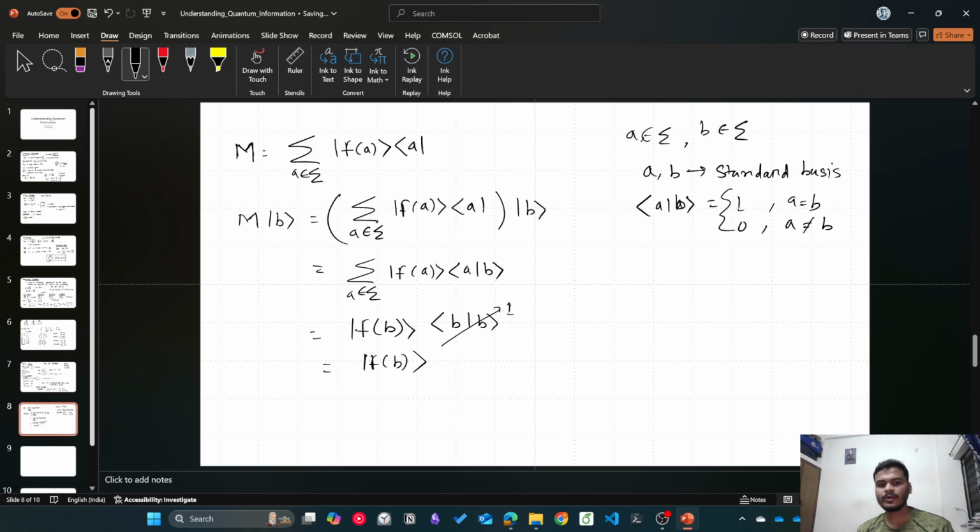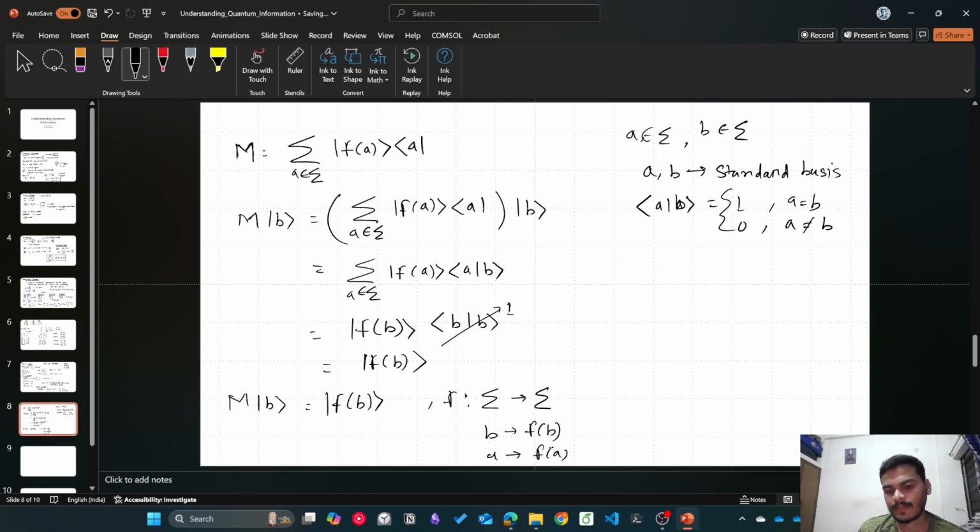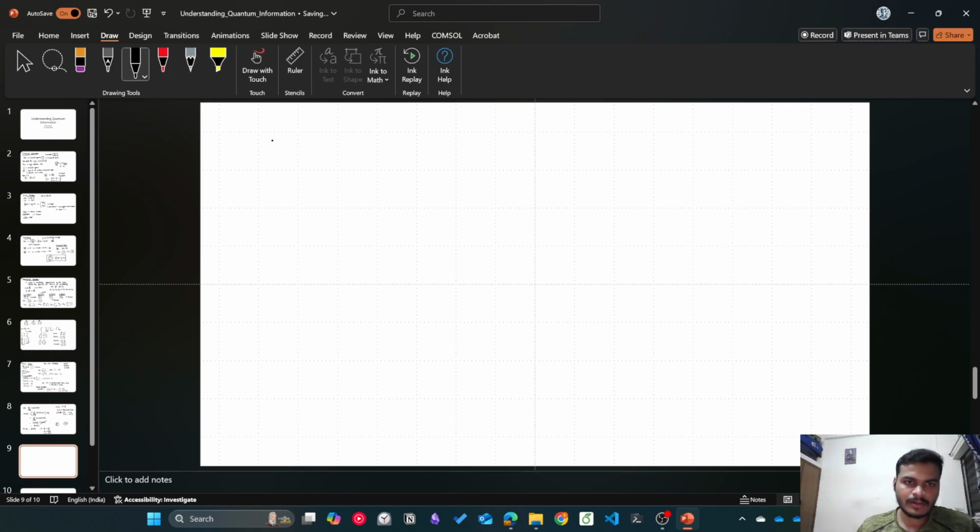So as we know the rule, this M basically takes B to f(B). That's what we defined earlier, right? So f is the function that takes one element from sigma to sigma. In this case, B to f(B). If it was A, it would take it to f(A). So this represents the functional form and M represents the matrix form. So that's the idea. So any matrix form of the operations, we can represent them as summation of these outer products.